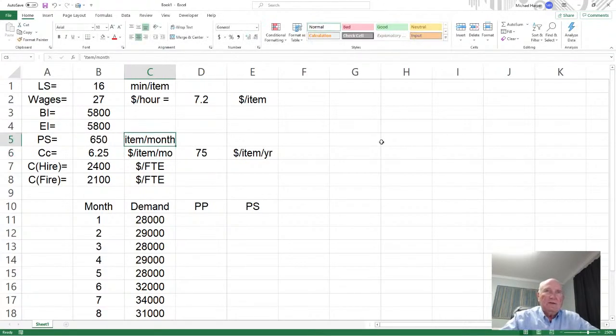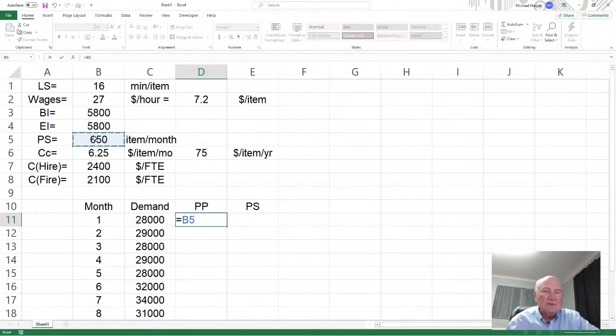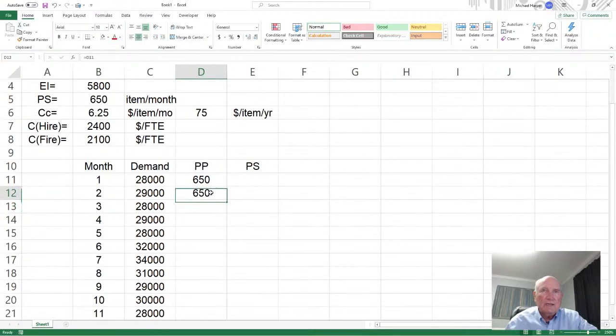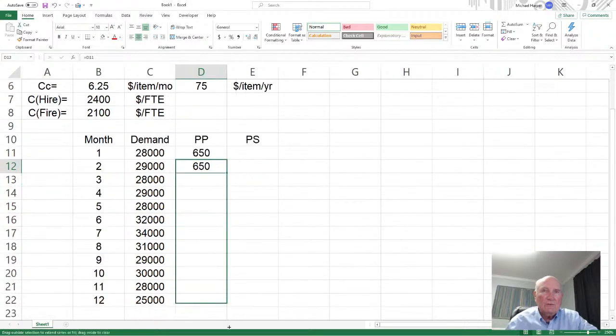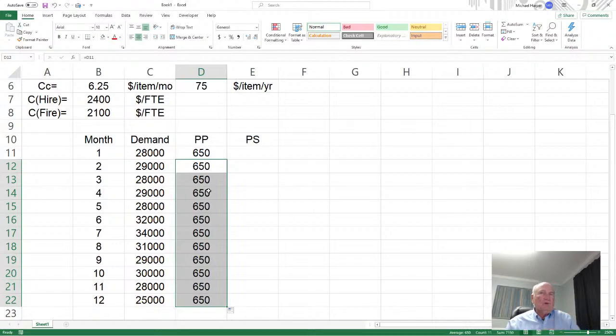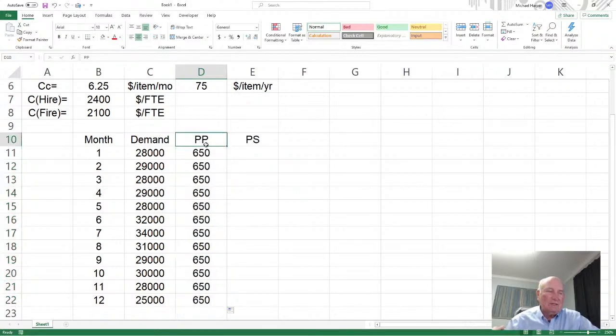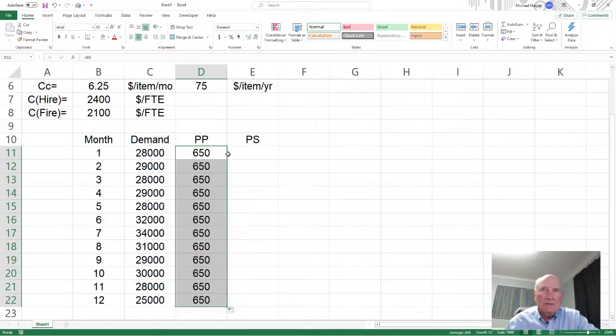And so there's our production standard. So we come down here, we set that equal to this, 650, set that equal to that, and let's bring this down. Again, this is probably unnecessary, but I like to see all my numbers there. That's how I like to do it. Okay, so this is my production standard. Well, let me move it over. Let me put it under the production standard.